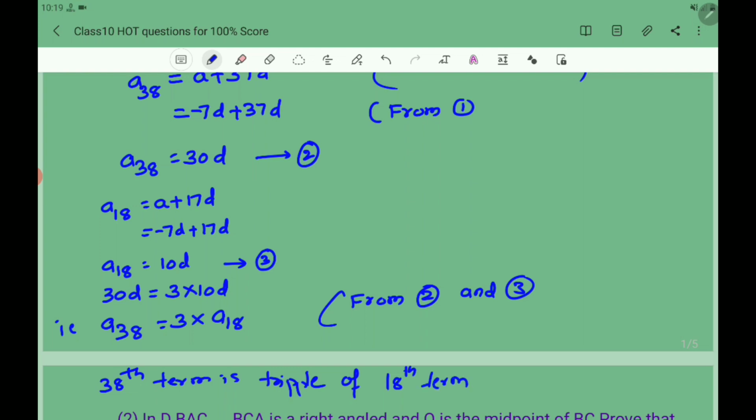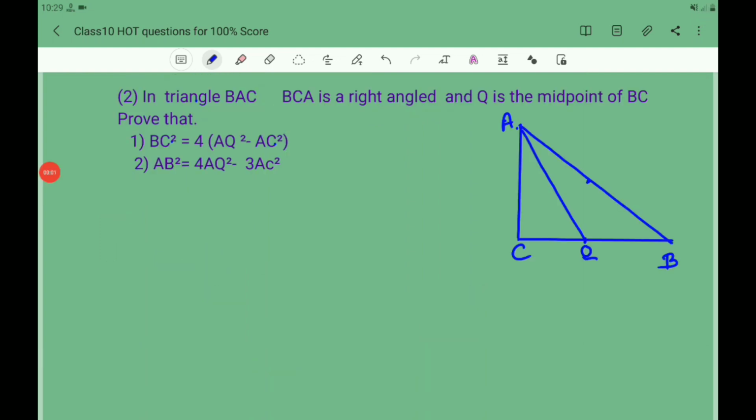Children, it is the second hot question for you. What is that question? In triangle BAC, angle BCA is a right angle and Q is the midpoint of BC. Prove that, first one, BC square equals 4 into AQ square minus AC square. Second one, AB square equals 4 AQ square minus 3 AC square.